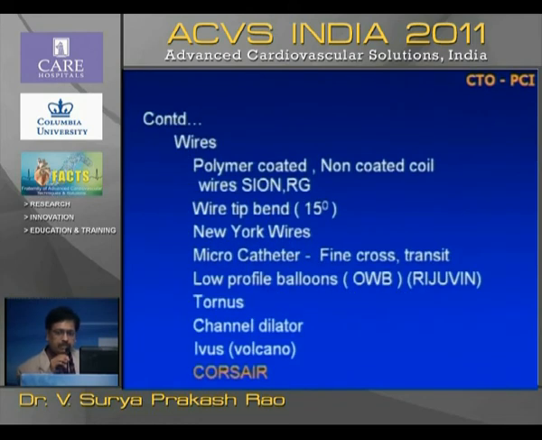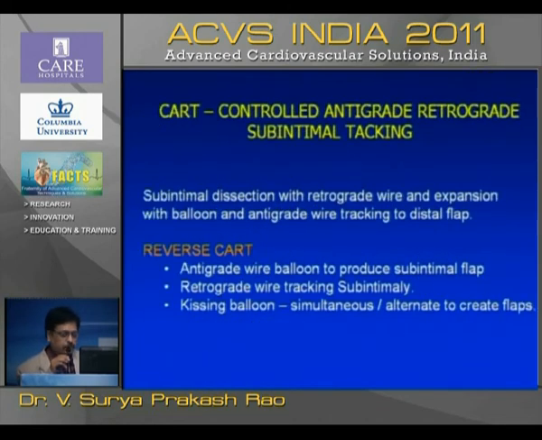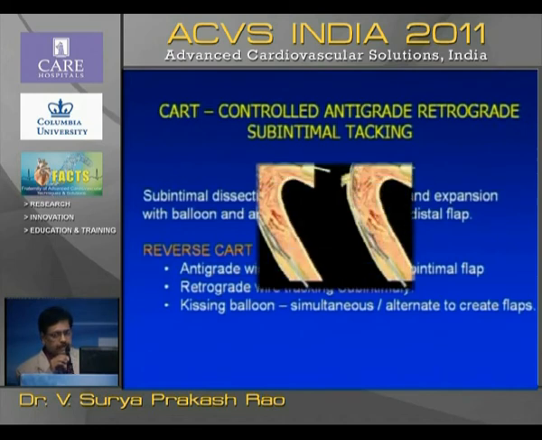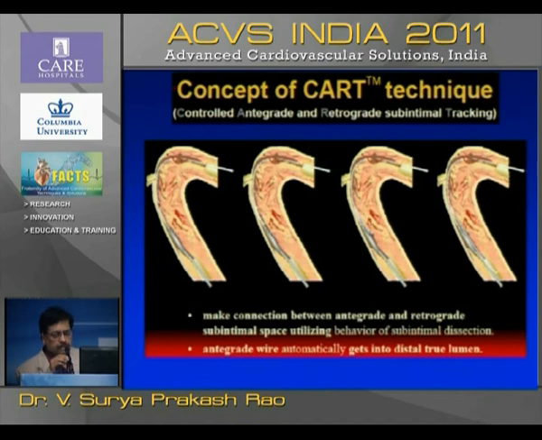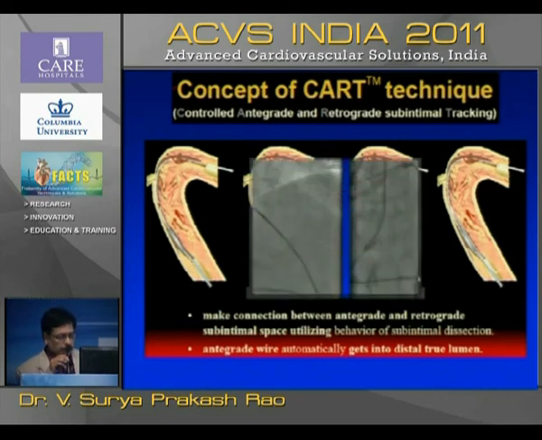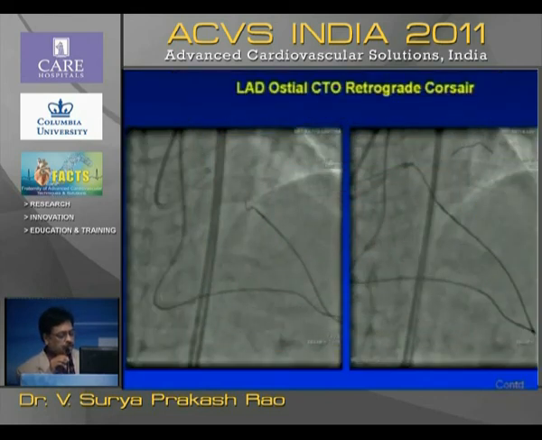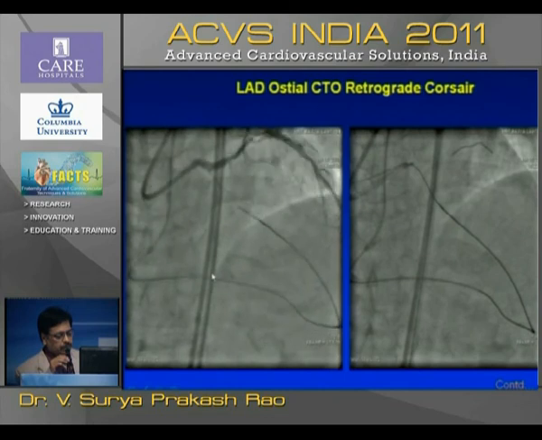And in the reverse CART technique, you keep the balloon on the retrograde wire, dilate it, create an intimal, subintimal track, and pass the antegrade wire. The reverse is doing a balloon on the IVUS guided antegrade, and passing the balloon is the reverse CART. Here we have done the case with a Corsair, the ostial LAD, with the Corsair wire and retrograde technique with IVUS guided.